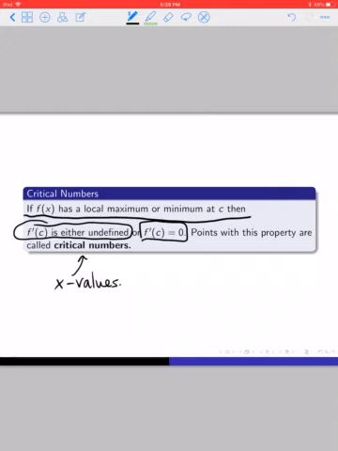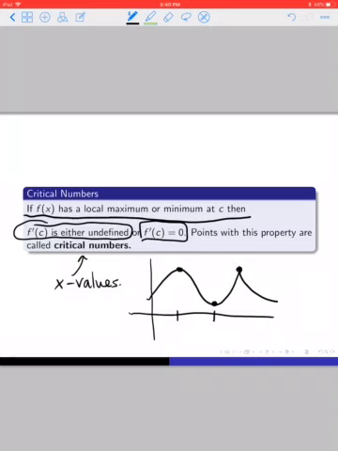So let me just draw a picture. If we had a graph that looked like this, maybe something like this, then the points where we have our local max or a local min or our point where the derivative isn't defined, these are going to be called our critical numbers. So if this is, maybe this is 1, and this is 3, and this is 4, then our critical numbers would be these numbers. Critical numbers.